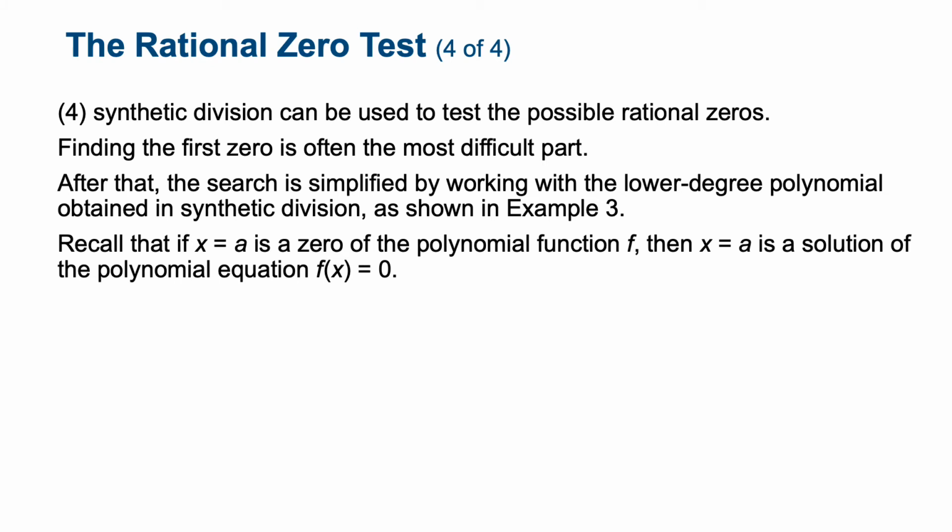Lastly, you could do synthetic division, right? Of course. And finding that first zero is usually the most difficult part, but once you found that first zero, it becomes a lot easier, okay? Because when we first use synthetic division, we find a zero, that shortens our function, right? The quotient has fewer numbers to work with, so we can keep using synthetic division, okay? So just a reminder that if we say x equals a is a 0, that's the same thing as saying that a is a solution of f of x equals 0.